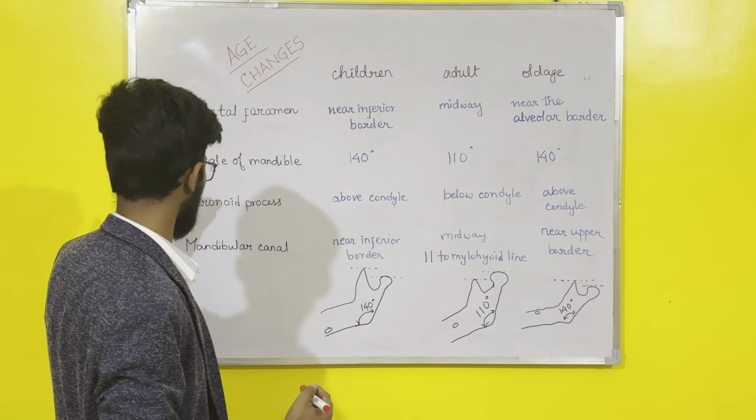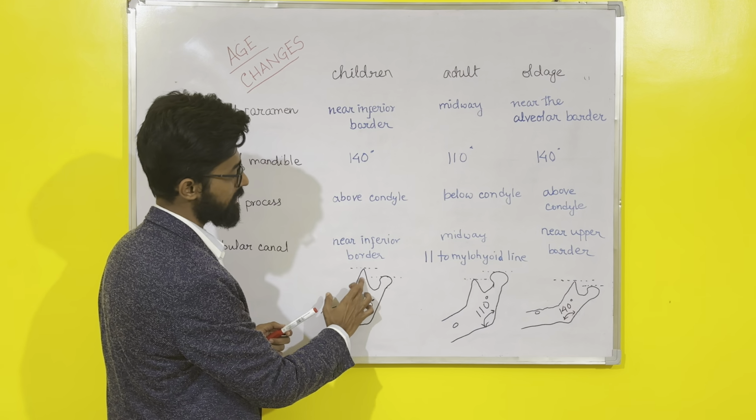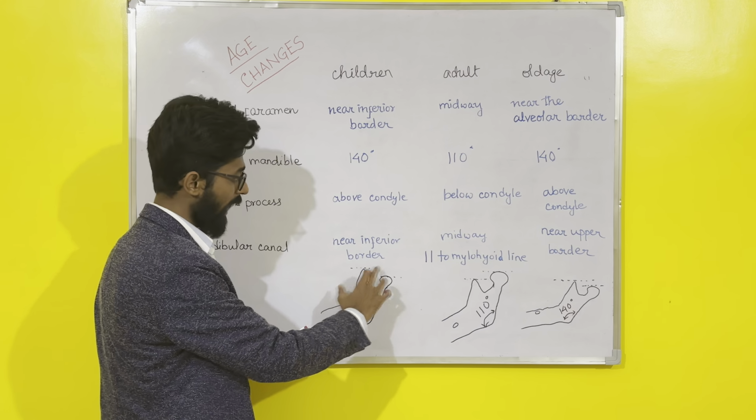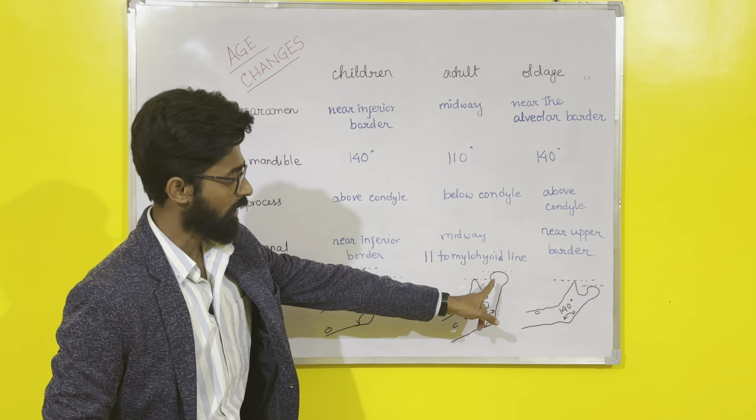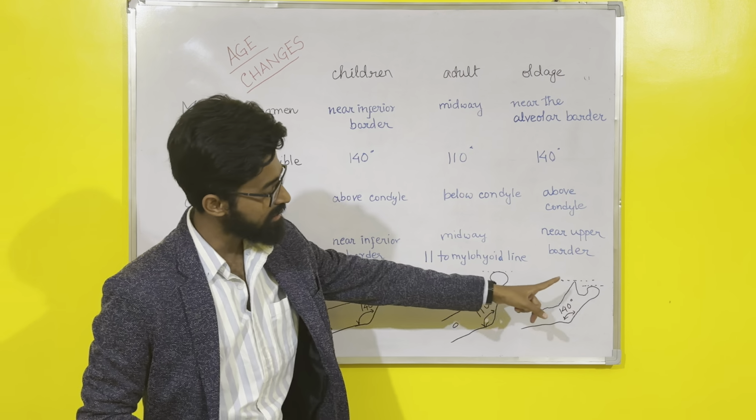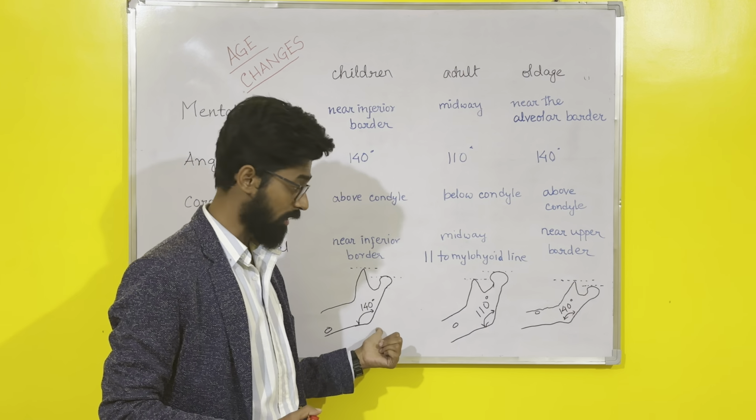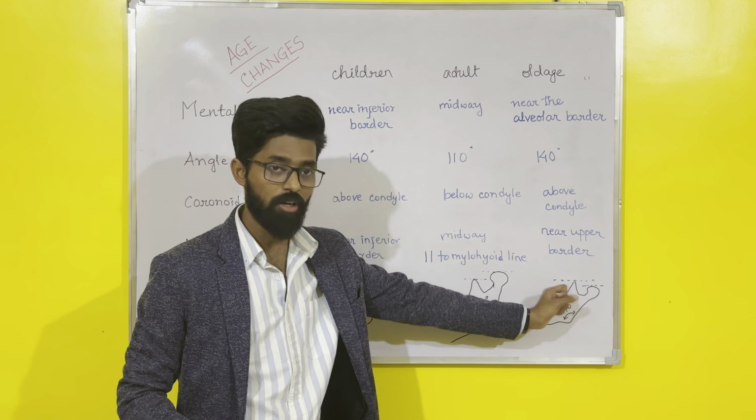Next is the coronoid process. In children the coronoid process is above the condylar process; the height of the coronoid process is more than the condylar process. In adults the height of the condylar process is more than the coronoid process. In old age the same case as in children is repeated: the coronoid process is higher than the condylar process.